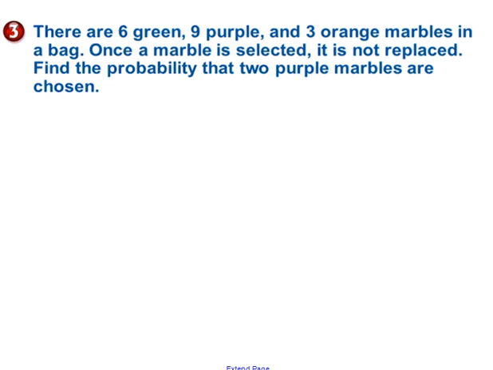There are 6 green, 9 purple, and 3 orange marbles in a bag. Once a marble is selected, it is not replaced. Find the probability that 2 purple marbles are chosen. Once a marble is drawn, it is not replaced. Makes these dependent events. So I've got 6 green plus 9 purple would be 15 plus 3 orange would be 18 different marbles I could draw on the first draw.